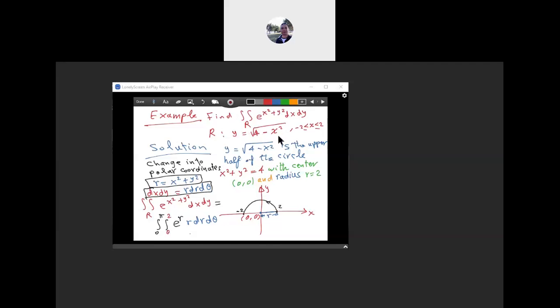This is the upper half of the circle x squared plus y squared equal to 4, which has center 0, 0, because this is exactly x minus 0 squared plus y minus 0 squared equal to 4, and with radius equal to 2. I know r equals the square root of x squared plus y squared, and the area element dx dy will equal r dr d theta. So my function will be e to the r, and dx dy will be r dr d theta. Now I have no problem because I have r from 0 to 2, theta from 0 to pi.